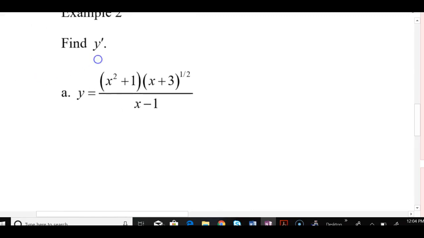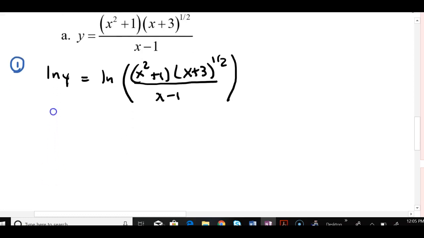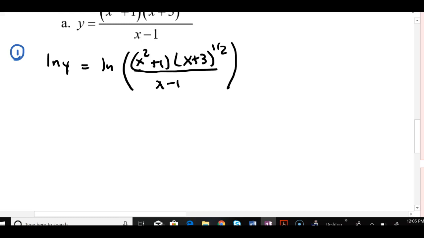Here in this problem, what we're going to do is take the log first of both sides. So ln y... oops. Let's try again. ln y equals the ln of all of this. Still part of that first step, I want to now expand the right-hand side using the laws of logarithms.